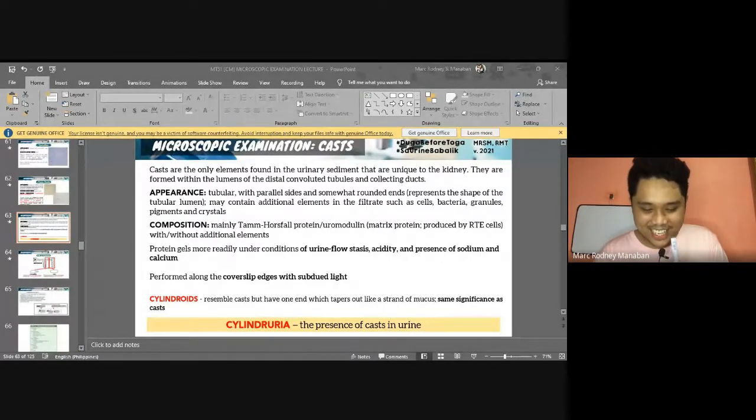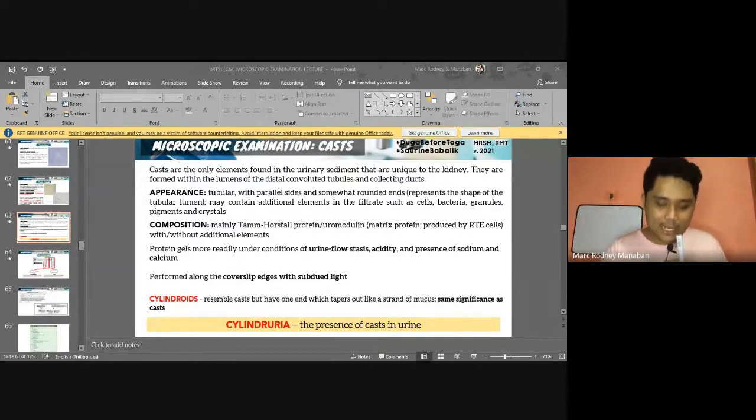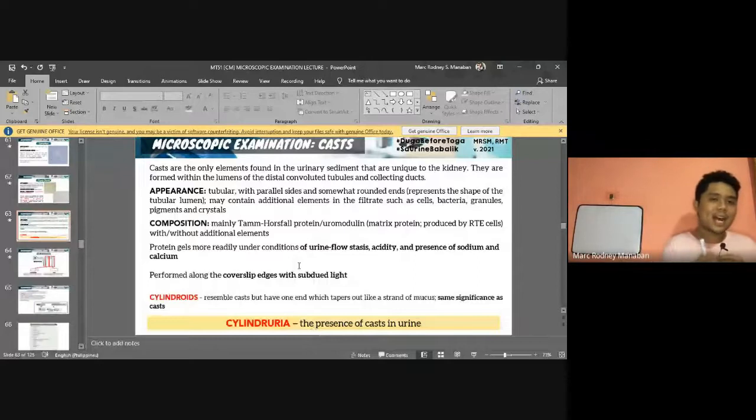Okay, so that's for our uromodulin. Right? Mucus threads also contain uromodulin. That's why it's normal, because again, your uromodulin is consistently produced at a constant rate by your RTEs. Now, on to the clinical significance of casts. Of course, remember that the casts are formed within the tubules of the kidneys.